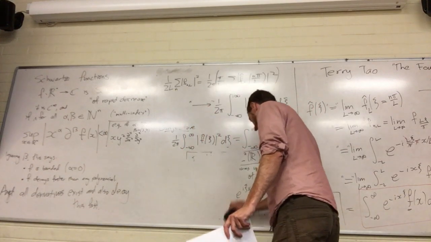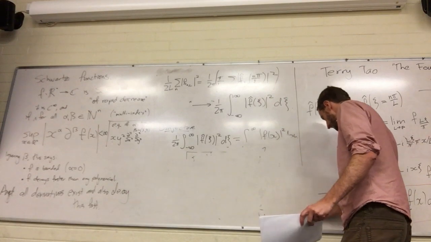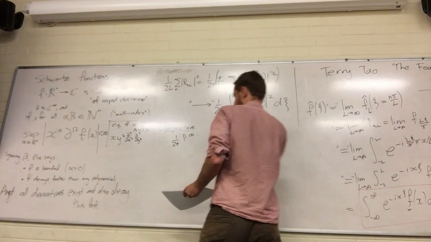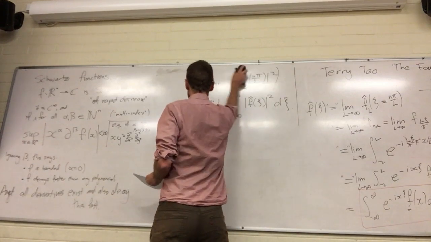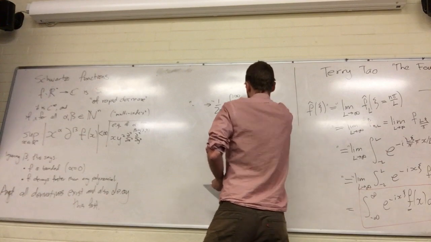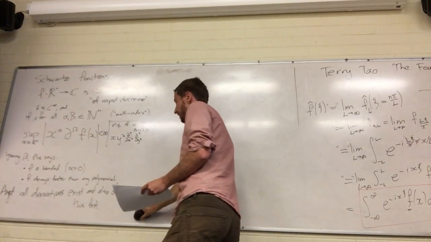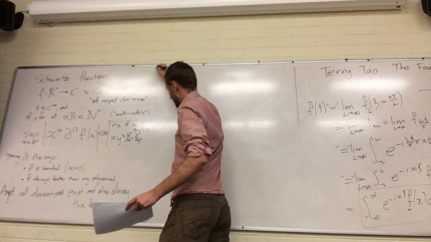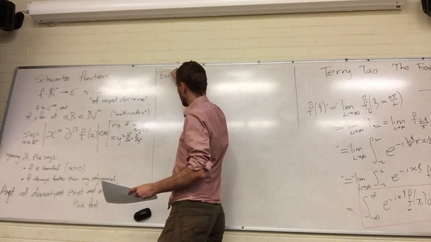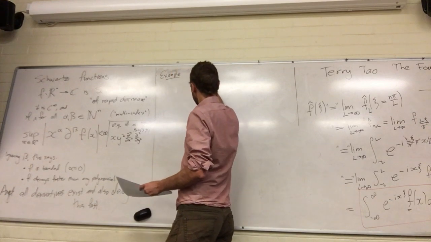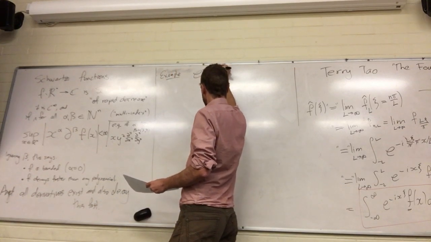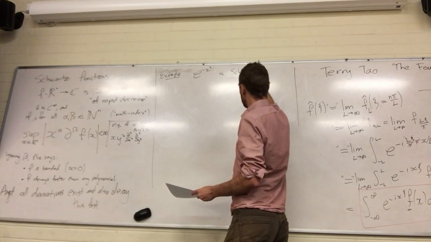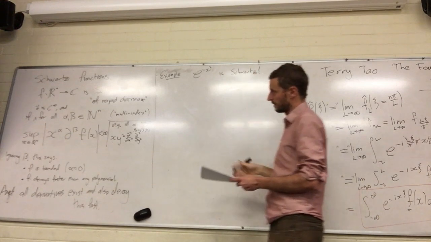Now, of course, you basically will never ever meet a Schwartz function in the wild. This is a pretty ridiculous condition, with a few very important exceptions. Let's give the main example, which we'll use again and again: e to the minus x squared. It's Schwartz.